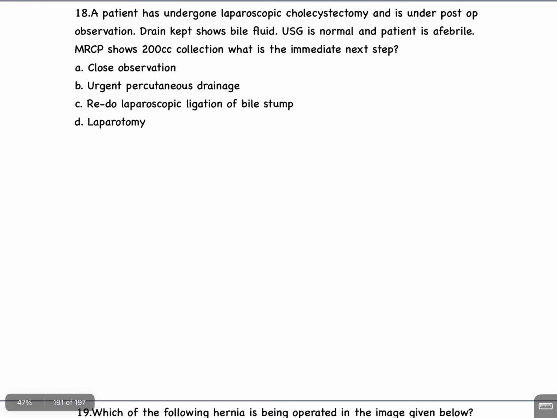Question number 18. A patient has undergone laparoscopic cholecystectomy and is under post-operative observation. Drain kept shows bile fluid. USG is normal. Patient is afebrile. MRCP shows 200 cc collection. What is the immediate next step? A. Close observation. B. Urgent percutaneous drainage. C. Redo laparoscopic ligation of bile stump. D. Laparotomy. इसका आंसर है B. Urgent percutaneous drainage.